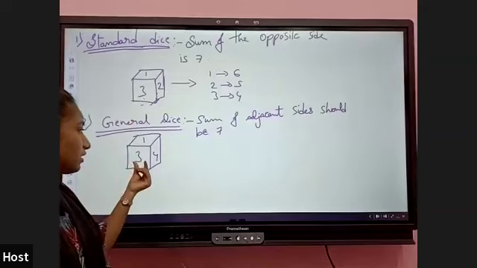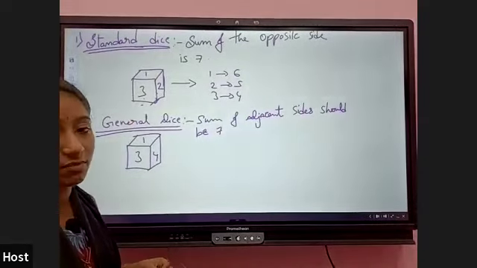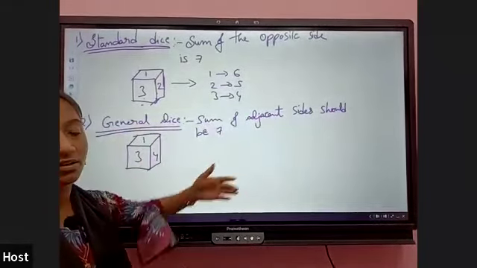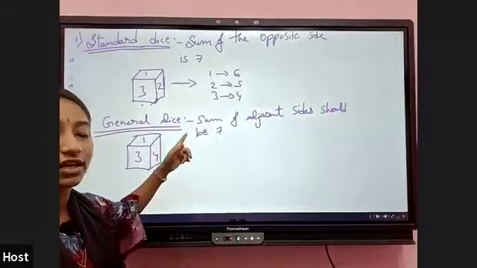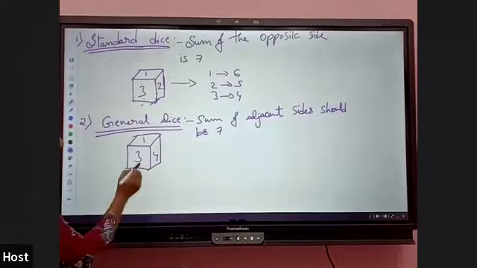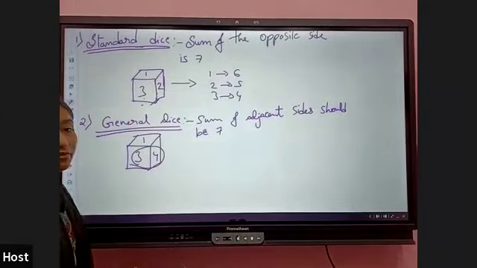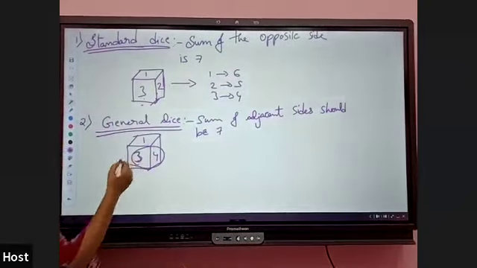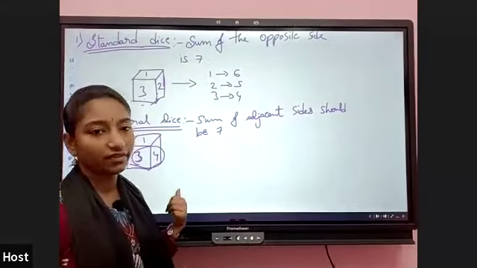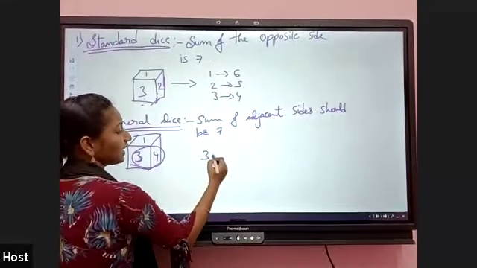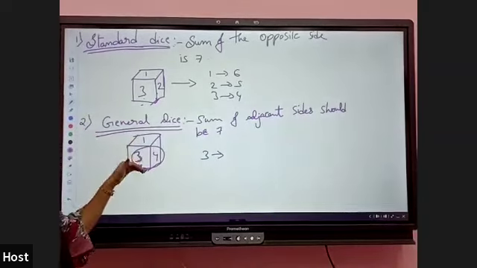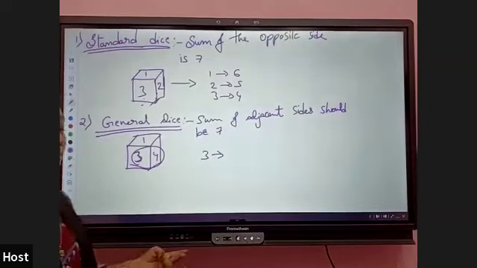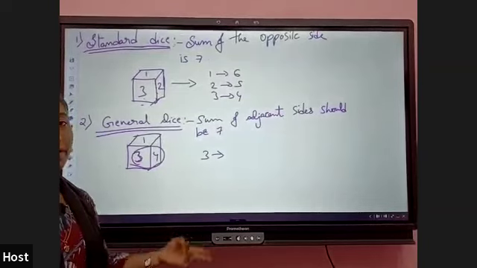If the sum of the adjacent sides is 7, it is called a general dice. If the sum of the opposite sides is 7, it is called a standard dice. Here, when we observe the dice, 3 and 4 sum to 7. Now we should find the opposite number of the given dice. For 3, 1 is adjacent and 4 is adjacent, so the remaining numbers are 2, 5 and 6. The opposite may be 2, 5 or 6.